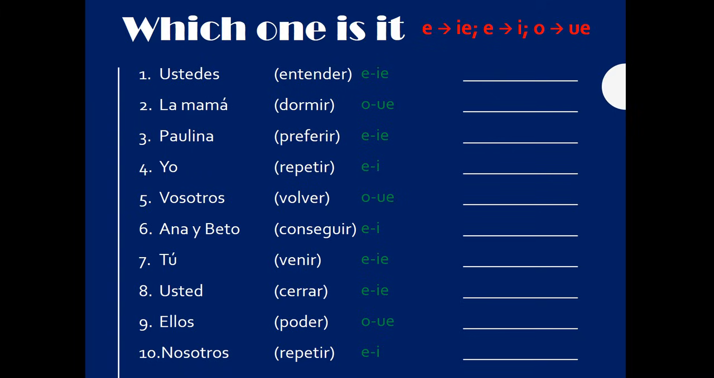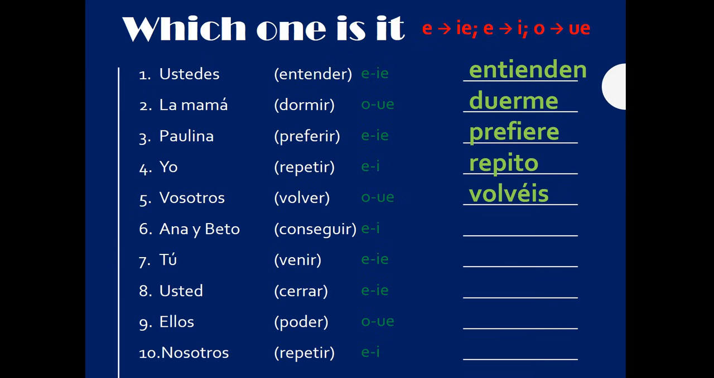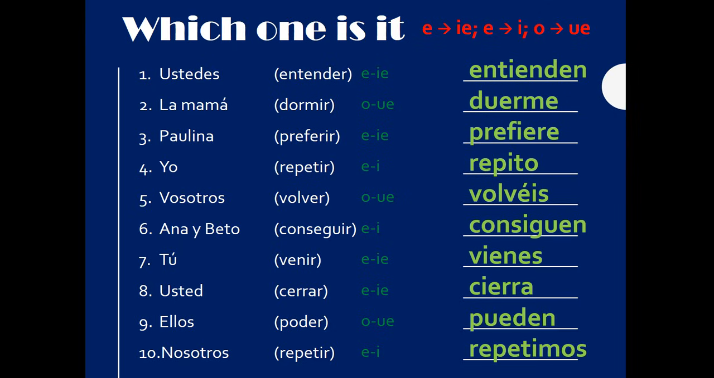Okay, número 1. Ustedes entienden. La mamá duerme. Paulina prefiere. Yo repito. Vosotros volvéis. No stem changer, because it's a vosotros. 6. Ana y Beto consiguen. Tú vienes. Usted cierra. Ellos pueden. Y nosotros repetimos. Again, no stem changer, because nosotros and the I in the this here stays an I.